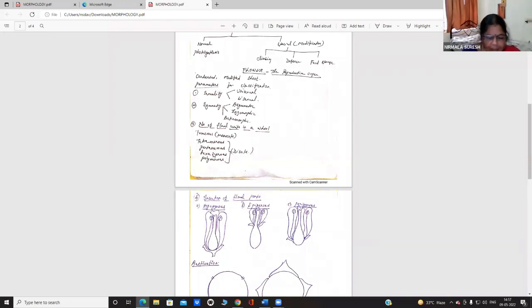Tetramerous, pentamerous. What I have in hand is a pentamerous flower. Hibiscus, ma'am, you can show. Hibiscus has a number of exceptional features also. This is a pentamerous flower where all the petals have united into a tube. If the children get different flowers, you can show them all these things. Pentamerous, hexamerous, polymerous, you can show examples.